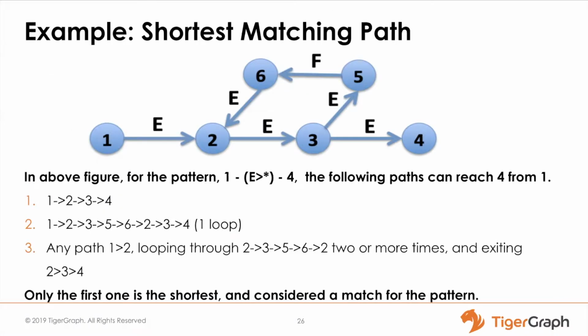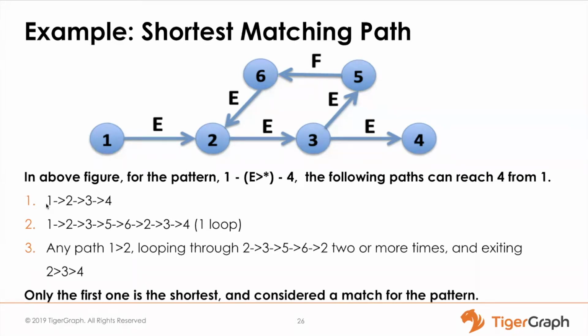Okay. So this is a data graph, and it consists of 6 vertices, and it connects each pair with a simple edge type E. And let's say I ask the pattern query, how do I find the matches starting from 1, go through E and reach 4?